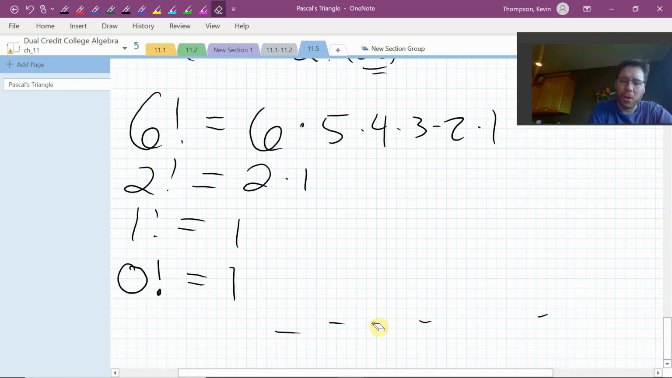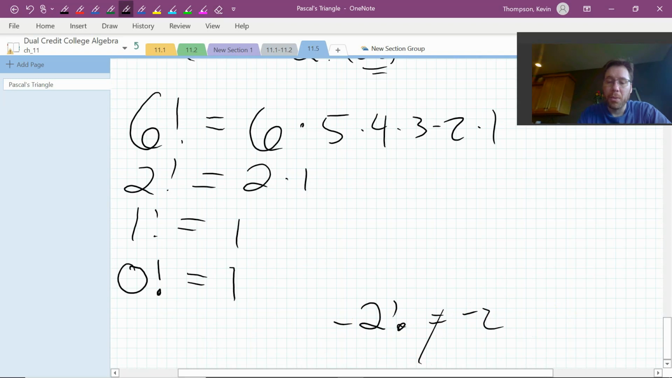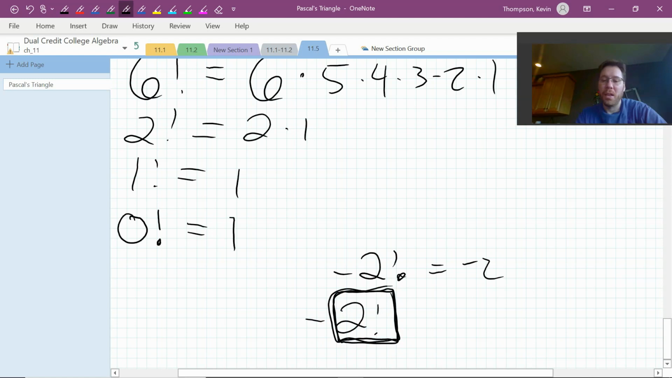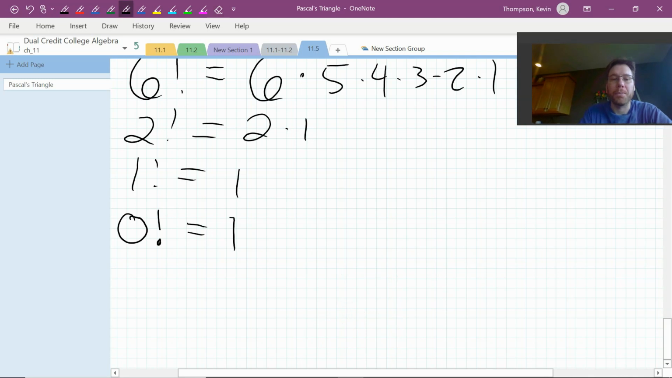Now, before you think I'm wrong, if you type in your calculator -2 factorial, you might go, wait, my calculator said that answer is -2. Well, it's not, because of order of operations. When you type -2 factorial, factorials are higher in the order of operations, so it happens first. You're telling your calculator, find 2 factorial, and now take the opposite of that, which is not what we're talking about here.